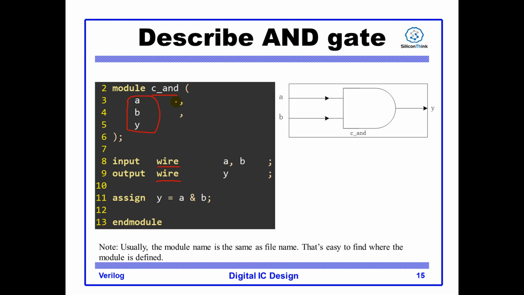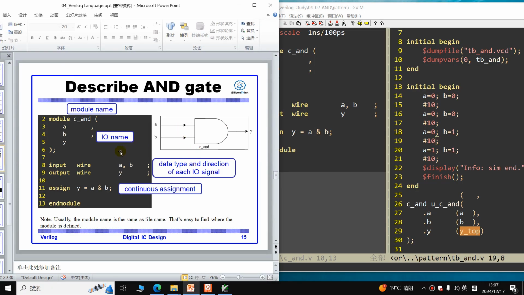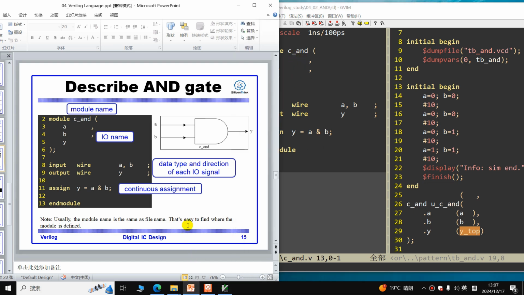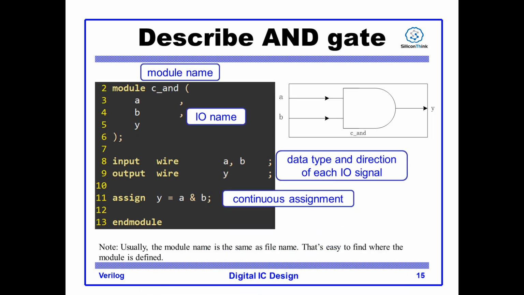Usually when you code this module, you have to write it in a file, and usually the file name and the module name are the same. This makes it easy to find where the module is defined. Okay, let's see the key components inside this module.